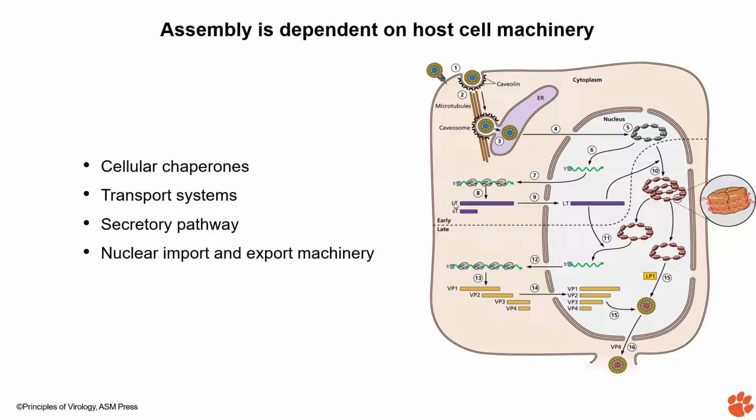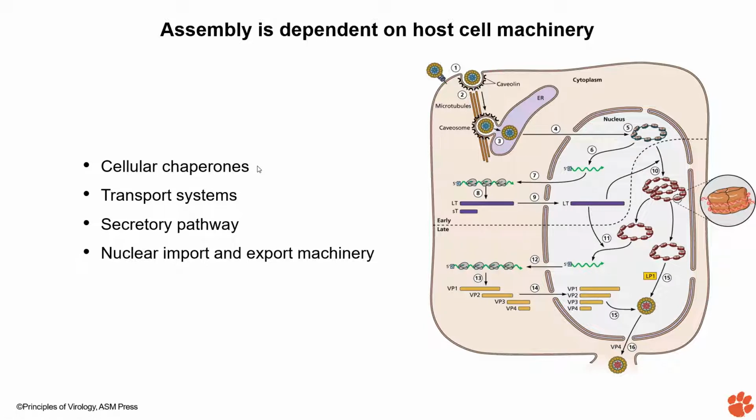Towards the end of the class. So here, the picture is a very general picture of what you have seen: there's polyomavirus, and it's a general idea. But what we are looking at is that the assembly is dependent on the host cell machinery. And what are the main players? First is the cellular chaperone proteins.